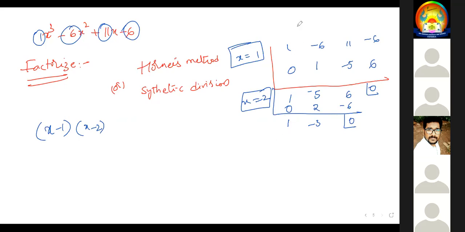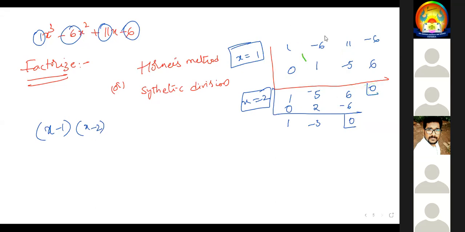See, in the first step, write the coefficients: the coefficient of x cube, x square, x, and the constant, 1, -6, 11, -6. Here 0 is compulsory, write 0. Now check at x equal to 1. Add these two, 1 + 0 gives 1. Now multiply these two, 1 1s are 1. Again add these two, -5. Again multiply, -5 1s are -5. Again add, this becomes 6. Again product, 6 1s are 6, and the remainder is 0.